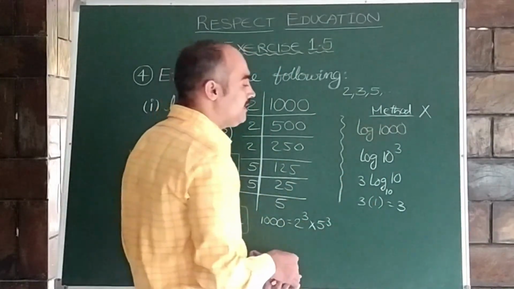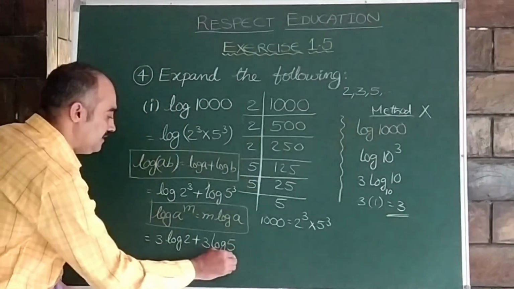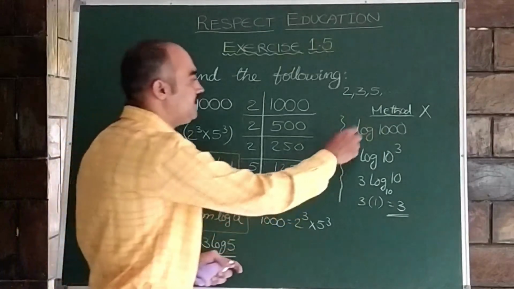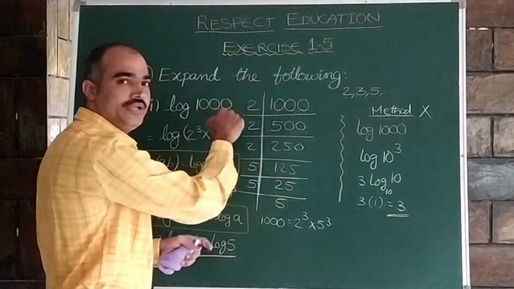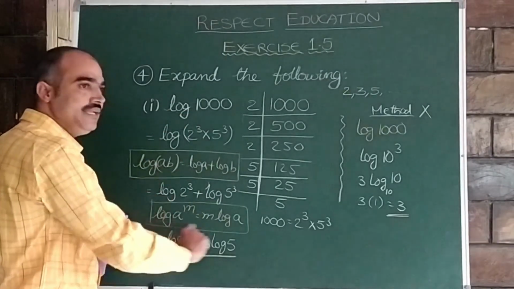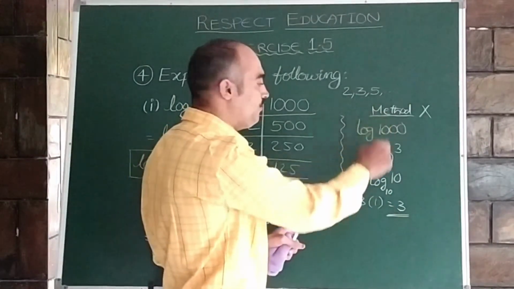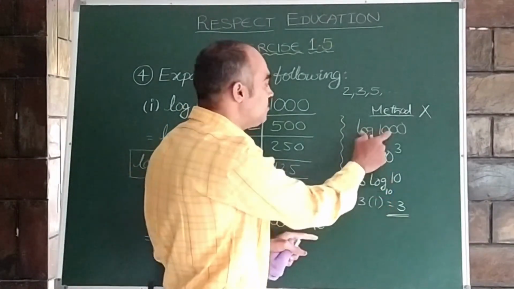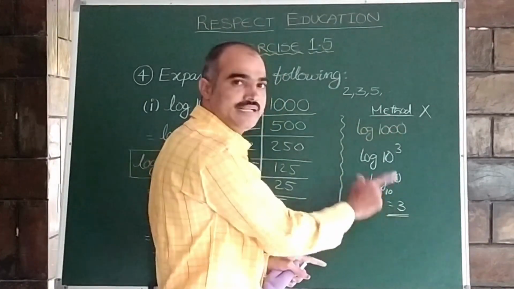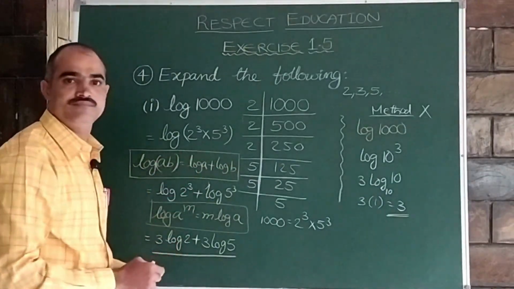So you might be thinking that this is also right answer, but here you observe answer is 3 log 2 plus 3 log 5. Here what goes wrong? Here the question is that expand the following. That means we need to split the single logarithm into as many logarithms as we can. But here what will be the question for this? This is evaluate or find. So in that case we need to follow this method. So this method or this procedure is not at all applicable for this question. That you need to keep in mind.